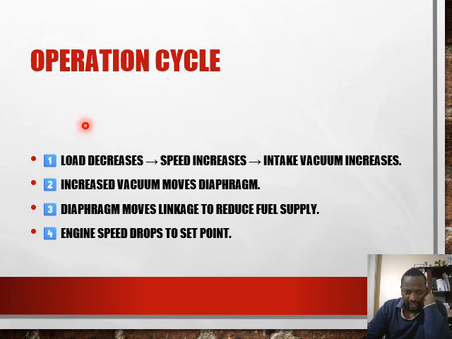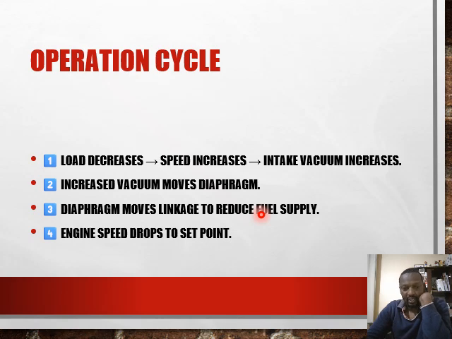So in this cycle, we see that if for any reason we are doing constant speed and the load decreases, say the gradient of the road changes, the speed tends to increase, and this creates a stronger vacuum because the pistons are moving faster. The increased vacuum moves the diaphragm backwards, and the diaphragm moves the linkage to reduce the fuel supply. And then engine speed drops to the set point, and this cycle continues.